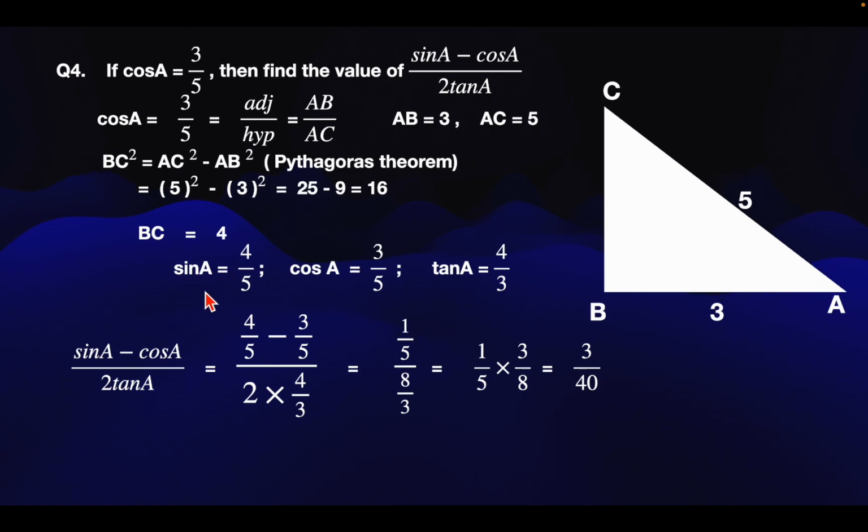Now you got the opposite side also. Now write down sin A. Sin A is equal to opposite upon hypotenuse, 4 upon 5. Cos A is 3 upon 5. Tan A is 4 upon 3. Substitute these values in this expression. Simplify it, and you will get the answer.